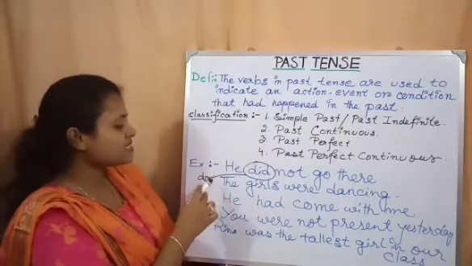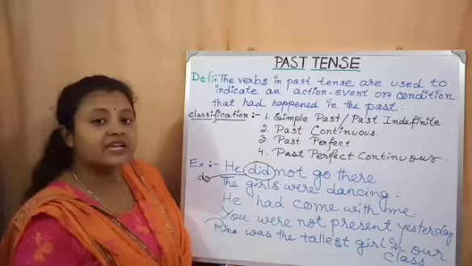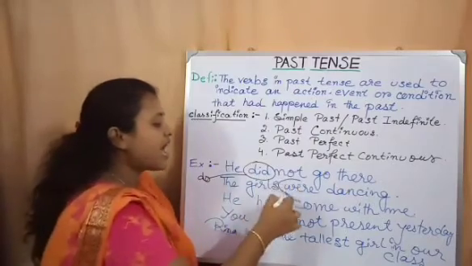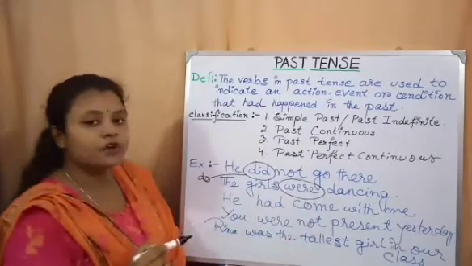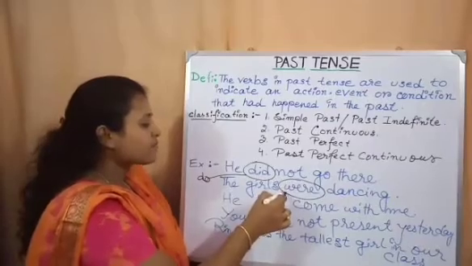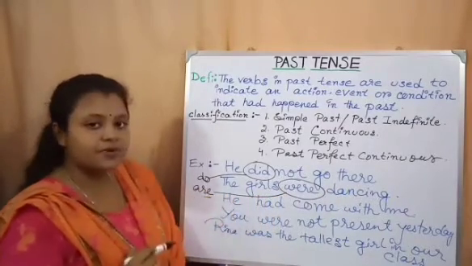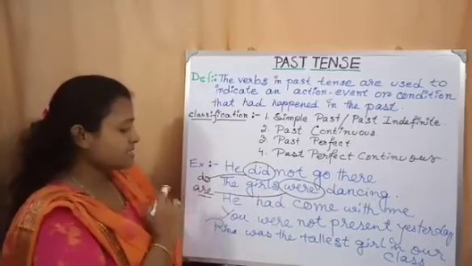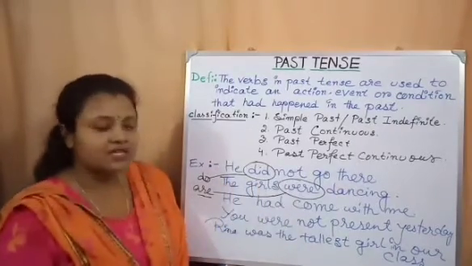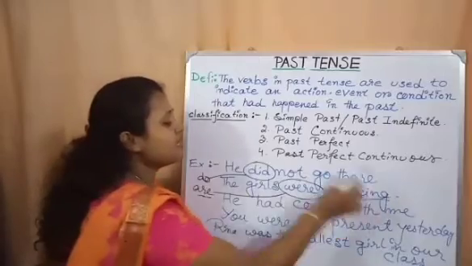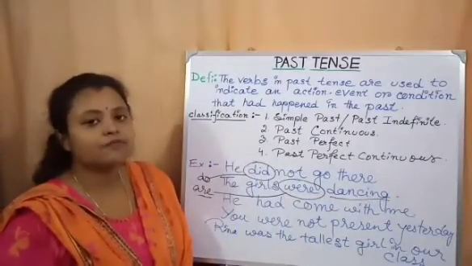Now come to the second sentence. The girls were dancing. Here, where is the to be verb? Were is the past form of the verb are. Are is written in present tense, and were is past tense. So were dancing means the sentence is written in past tense.